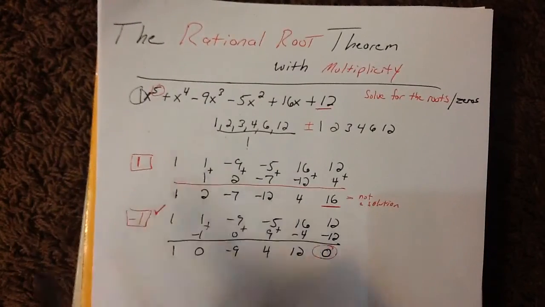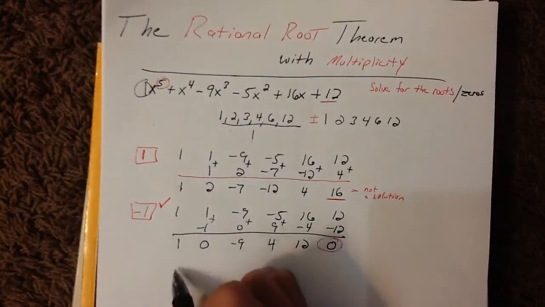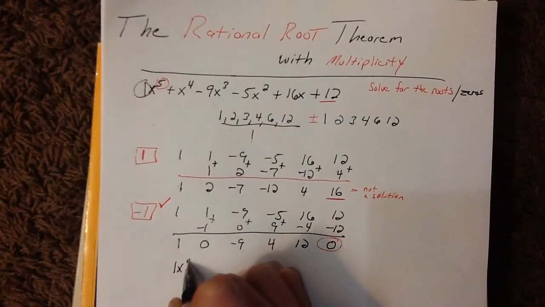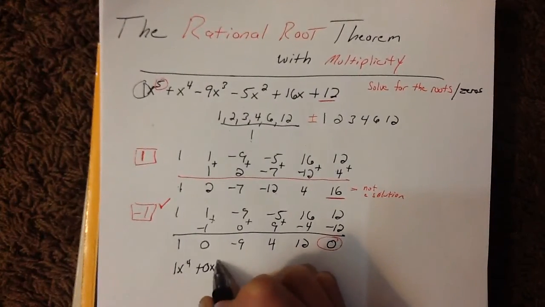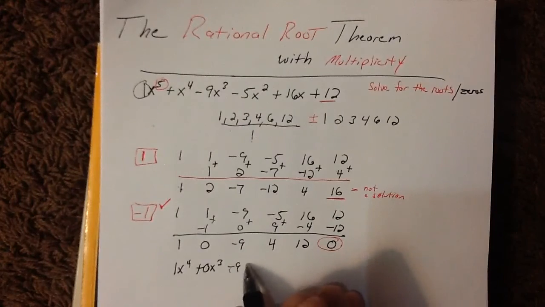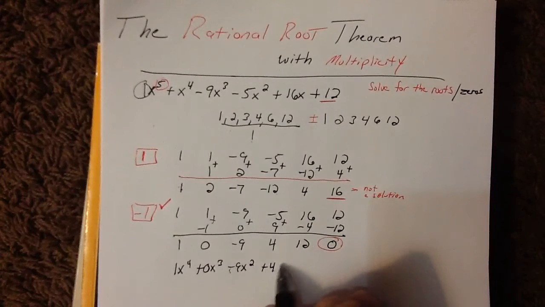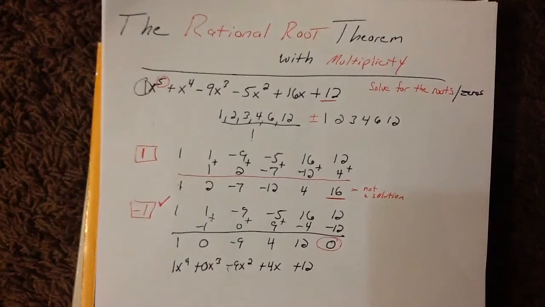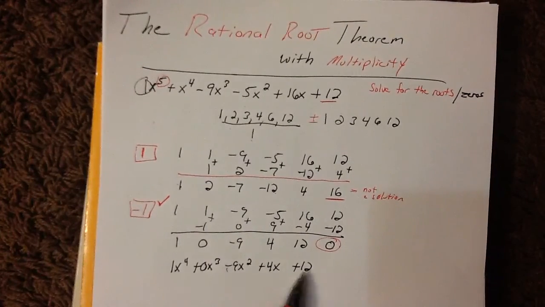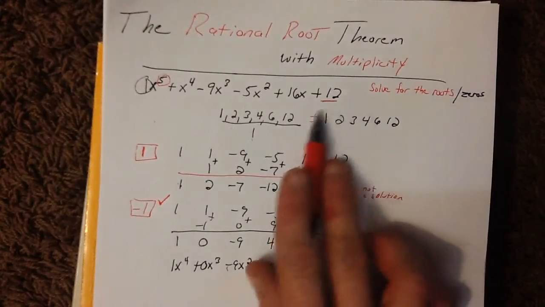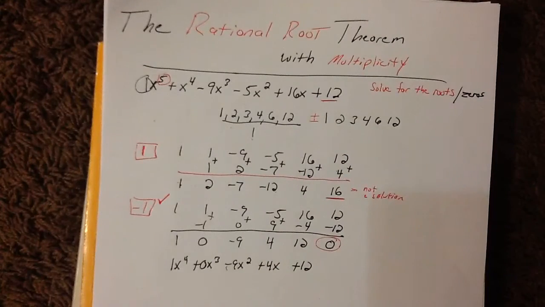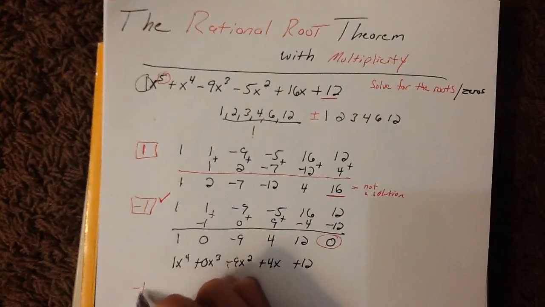So from x to the fifth, it's going to go down to x to the fourth. And it looks like I have 1x to the fourth plus 0x to the third minus 9x squared plus 4x plus 12. It's still a rather long polynomial. So again, I'm going to take the roots of 12, the roots of 1, luckily I already have them up here, and I'm going to try some more of them. Since negative 1 worked last time, I'm going to try it again just to see if it happens to show up a second time.